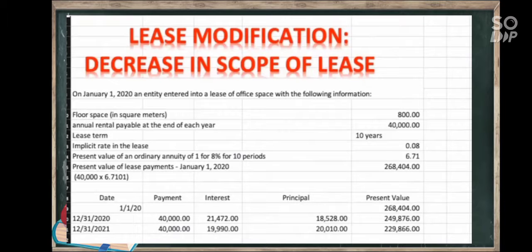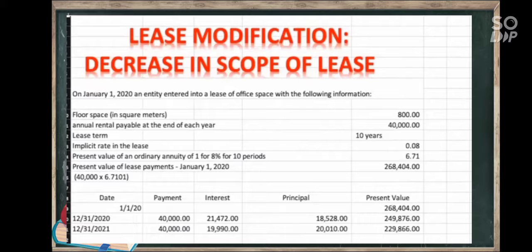Guys, ari na ta sa lease modification, decrease in scope of lease. So, on January 1, 2020, an entity entered into a lease of office space with the following information. Floor space in square meters is 800. Annual rental payable at the end of each year is 40,000. Lease term is 10 years. Implicit rate in the lease, 0.08. Present value of an ordinary annuity of 1 for 8% for 10 periods is 6.71.